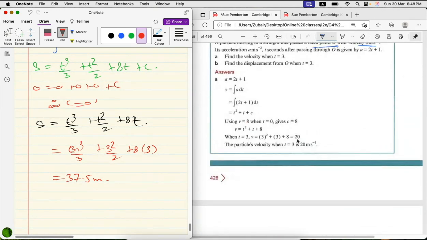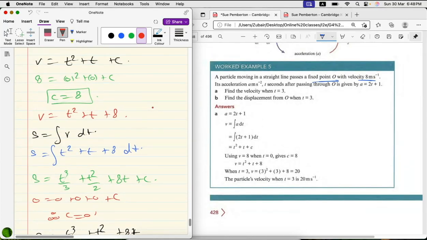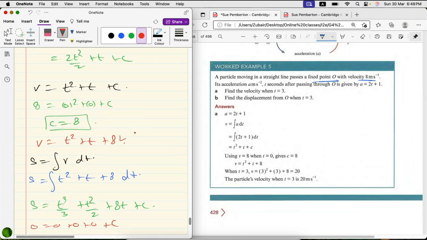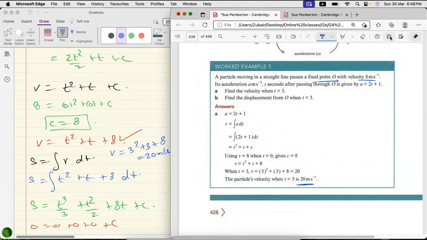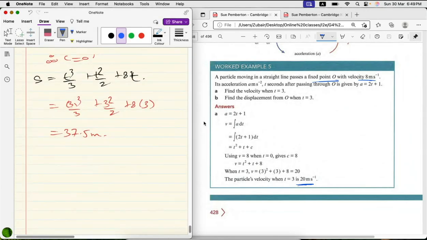Why would he find 20? Find the velocity when t is 3. Did I do that? Oh, I skipped that. I just found the equation. So when t is 3, velocity is 3 square plus 3 plus 8. 3 square is 9, 10, 11, 12, and 8 is 20. I was thinking, why is he having one different value? Is A and B part clear?